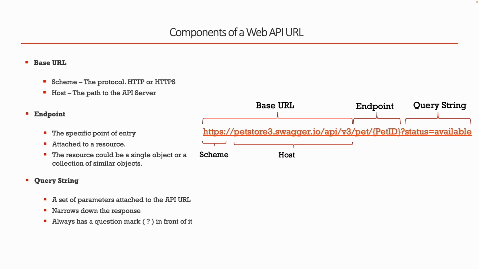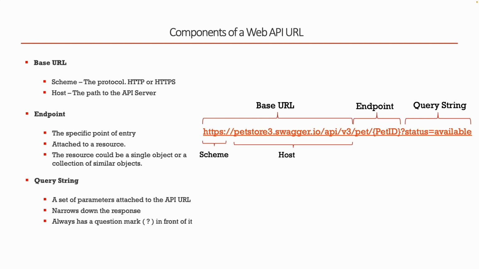After base URL and endpoint comes the query string. In the example, the query string represents filter criteria. When you execute the example URL, you can access the data about pets whose status property has the value available. Notice the question mark between endpoint and the query string. There should always be a single question mark between endpoint and the query string. That way, the API server would be able to tell apart a query string from an endpoint.